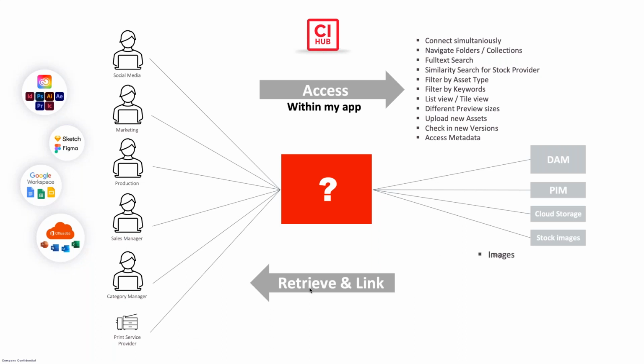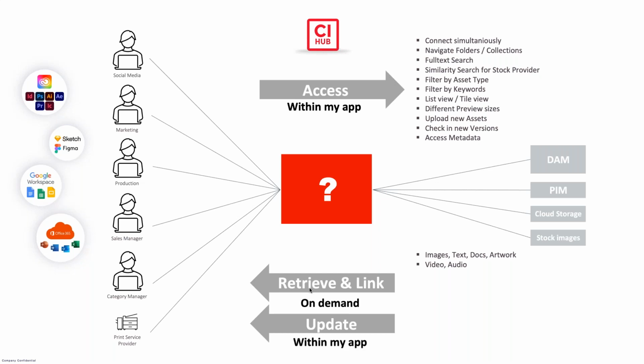And how's it working with the link? We should work with images, text, docs, and artwork, and we should link them to the document. The same goes for video and audio files. And we should have the opportunity to update those files within my application, and I want to have it on demand. So if it goes out to production, I want to check if everything is approved and ready to go.